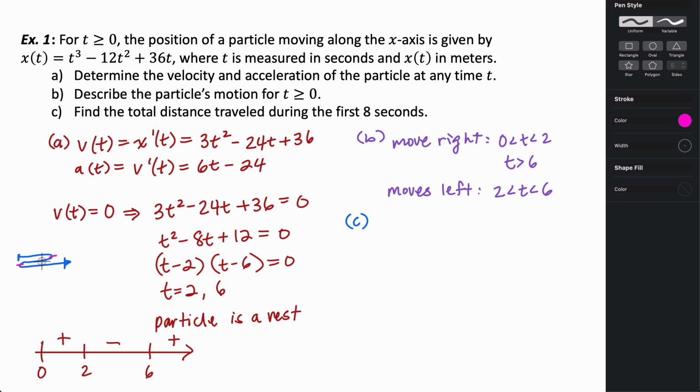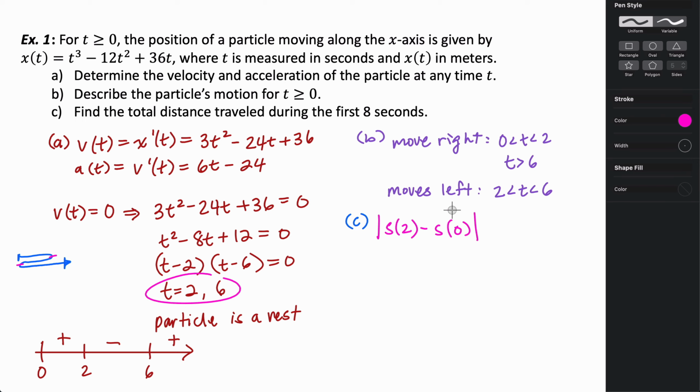So we want to take the absolute value of all of our distances. To find the total distance, you cut it up by the places where your velocity is 0, and you go from your starting point to your ending point. So we're going to look at S of 0, S of 2, and then from S of 2 to S of 6, and then S of 6 to S of 8. So S of 2 minus S of 0.